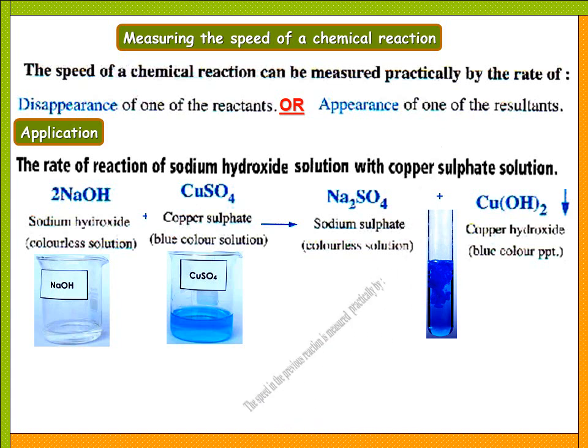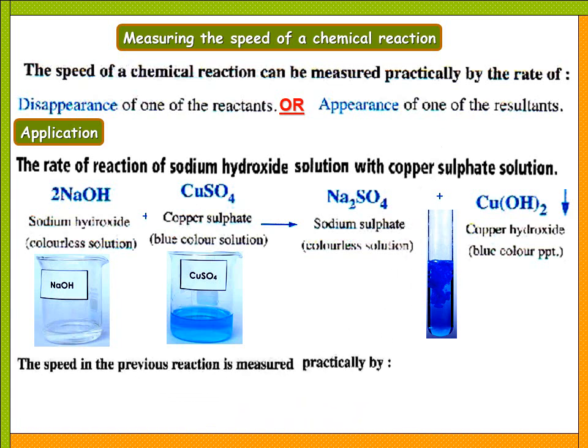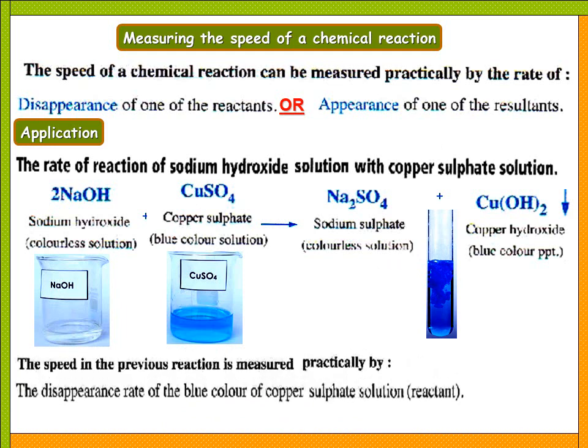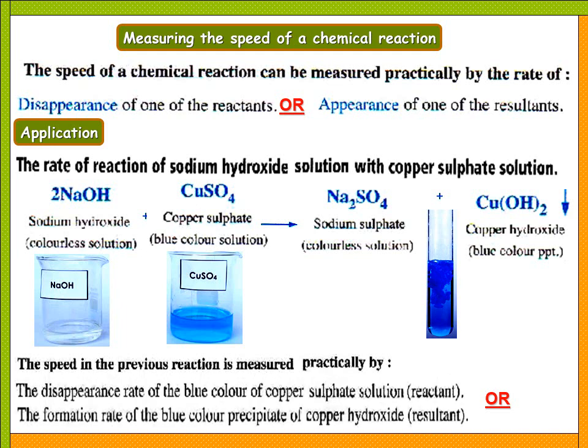So we have the speed in the previous practically by the disappearance rate of the blue color of copper sulfate solution as a reactant, or the formation rate of the blue precipitate of copper hydroxide as a resultant.